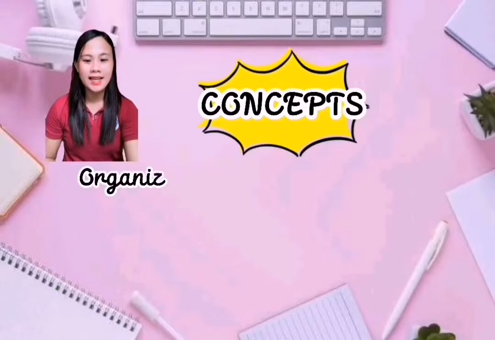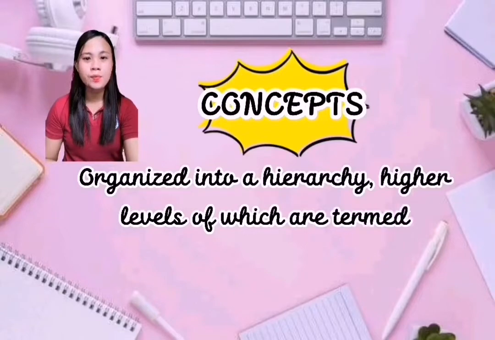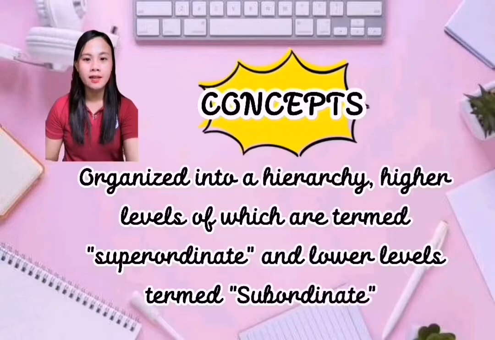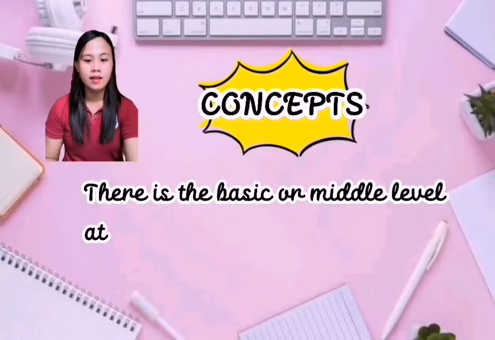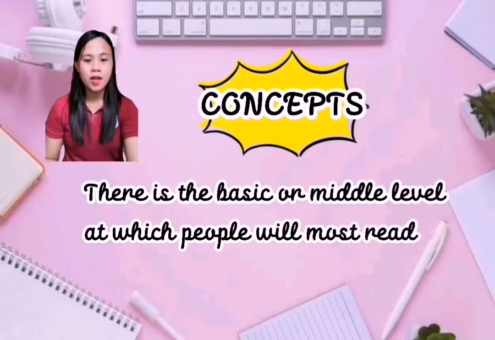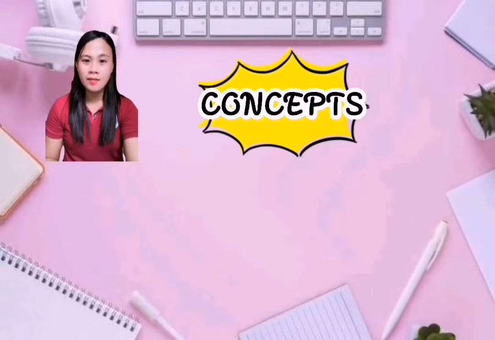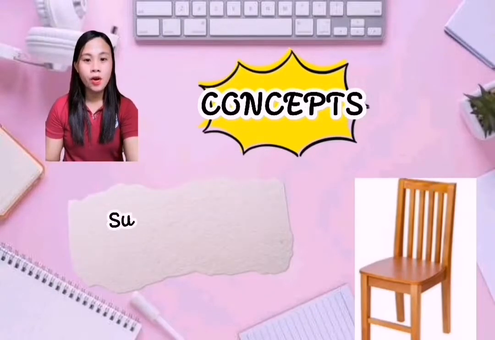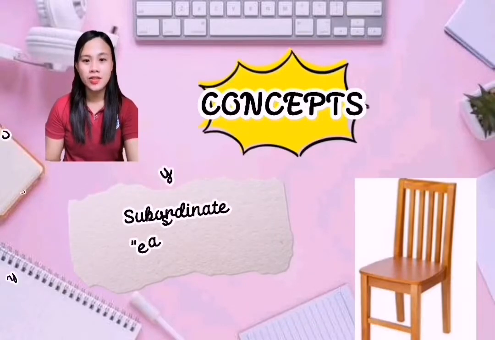Concepts can be organized into a hierarchy, higher levels of which are termed superordinate and lower levels termed subordinate. Additionally, there is the basic or middle level at which people will most readily categorize a concept. For example, a basic level concept would be chair, with its superordinate furniture and its subordinate easy chair.